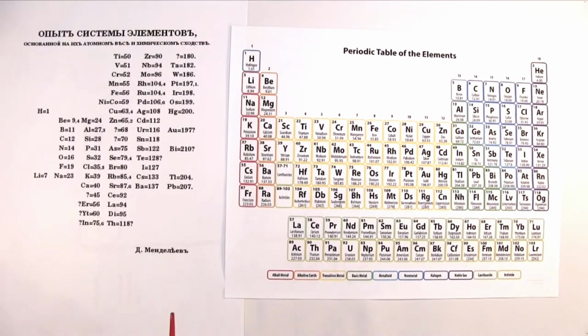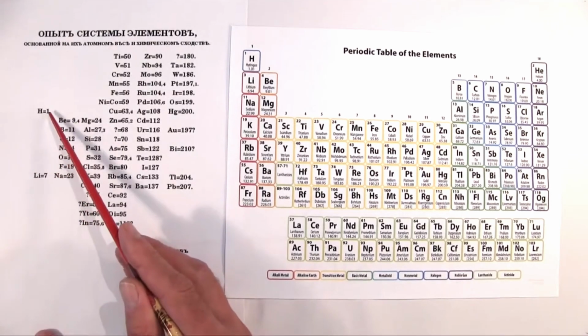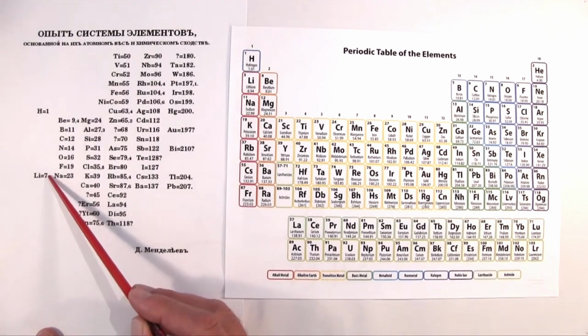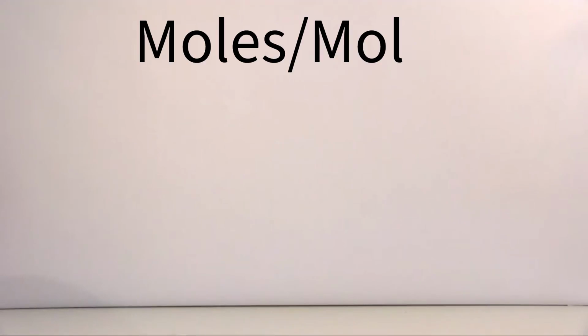They didn't know anything about protons, neutrons, and electrons at the time, but they knew that these relative weights would react together. And they knew that one relative weight of hydrogen had the same number of atoms as 7 relative weights of lithium. Well, we're back to moles again.